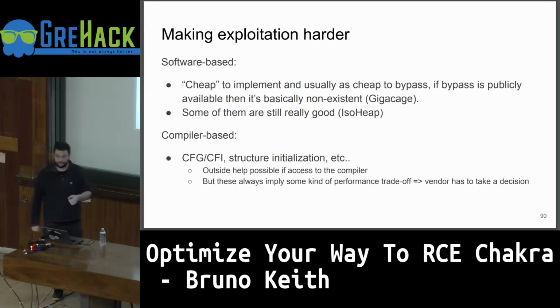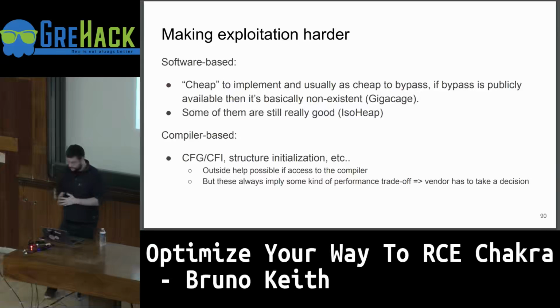So you have software-based mitigations. It's usually cheap to implement, but it's usually as cheap to bypass. And as soon as a bypass is publicly available, then it's basically the same as not having that mitigation in the first place, which was the case with GigaCage in WebKit, for example, in JavaScriptCore, which is the JavaScript engine of Safari and WebKit.